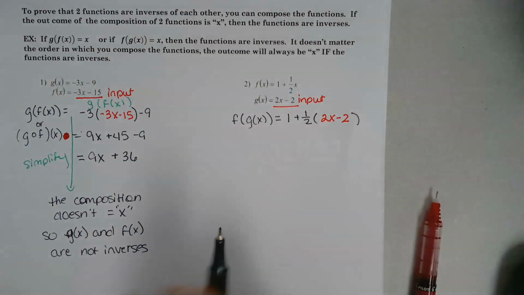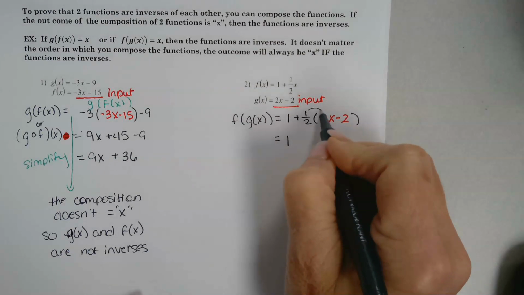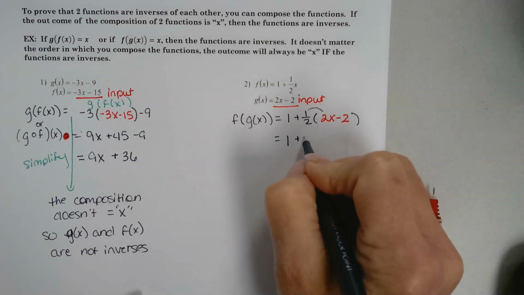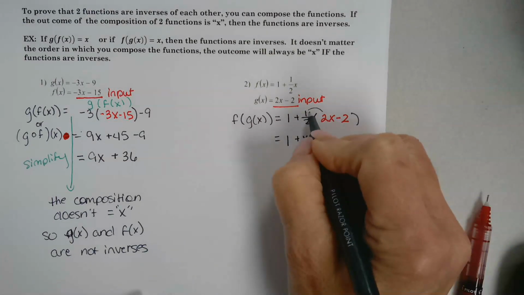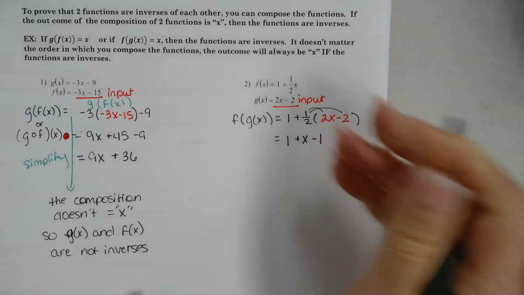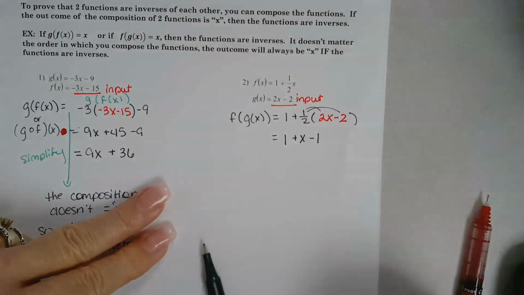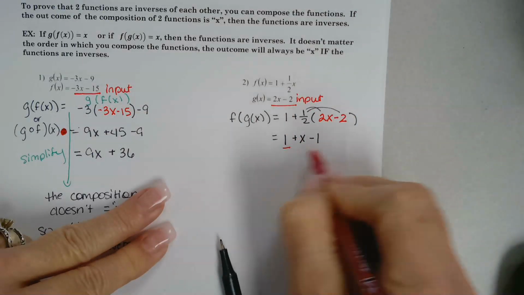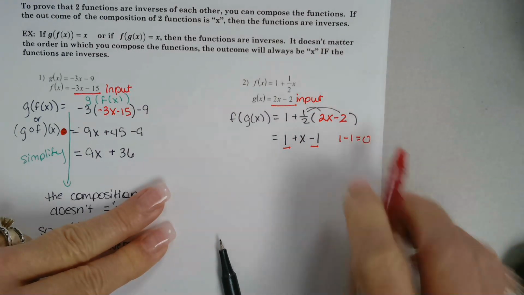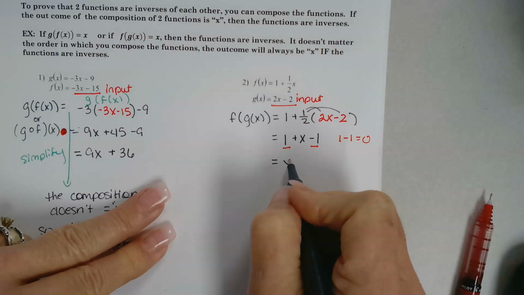Now, just simply solve using the distributive property. 1 times 2 is 1, so you have a positive 1x. 1 times negative 2 is negative 1. All right, so we got minus 1. Now, look what happens. We've got like terms, 1 and minus 1. 1 minus 1 equals 0. So therefore, all we have left is x.